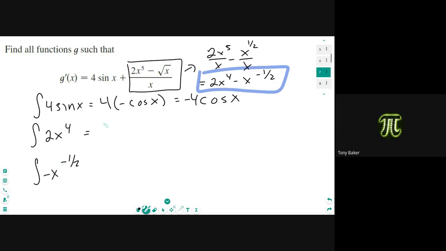We have what? 2x to the 5th over 5. So 2/5 x to the 5th. What about negative x to the negative 1/2?